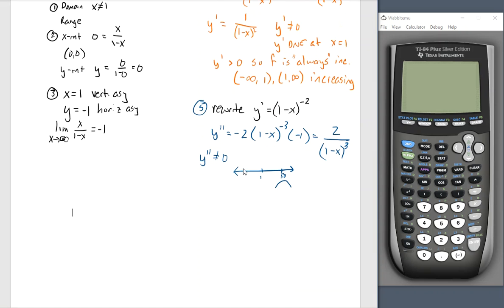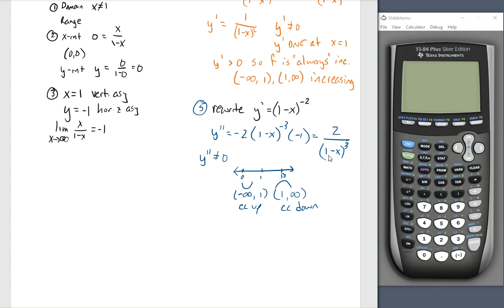Take any number. I'm going to use 0, not to scale. Any number less than 1, put it in the second derivative. Say 0. 1 cubed is 1. This is going to be positive, so this will be concave up. So we do have various intervals of concavity. From negative infinity to 1, it's concave up. And from 1 to infinity, this graph will be concave down.